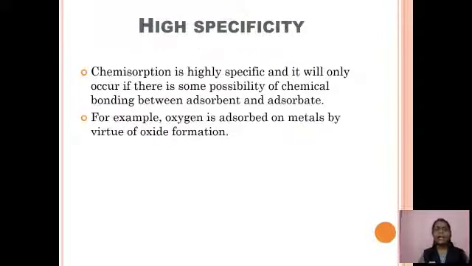High specificity. Chemical adsorption is highly specific because a chemical reaction can happen only if there is any possibility between the solid surface and the gas molecule. So if no possibility is there, no chemical bond will be formed. So chemical adsorption is highly specific. An example for that is oxygen adsorbed on materials and oxide formation happening.